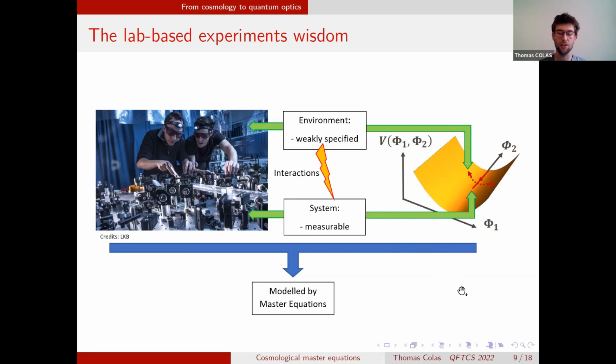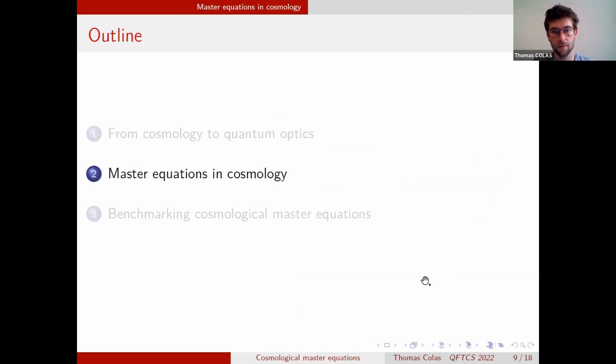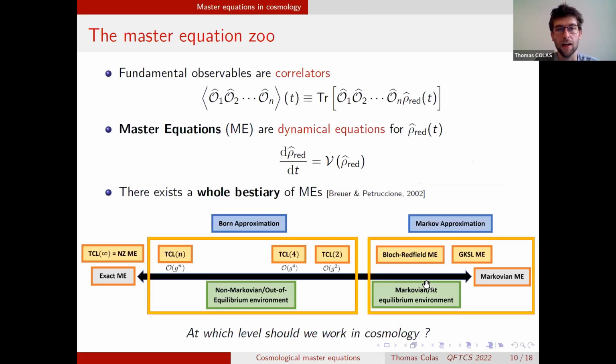So if this strategy is clear, I will now present what are these so-called master equations. In fact, being a cosmologist, the fundamental objects I'm interested in are the correlators, the n-point functions of the theory. And if I want to compute them in a quantum framework, I usually need an object which is called the quantum state of the system, or the reduced density matrix. And in fact, a master equation is nothing but a dynamical equation for this quantum state.